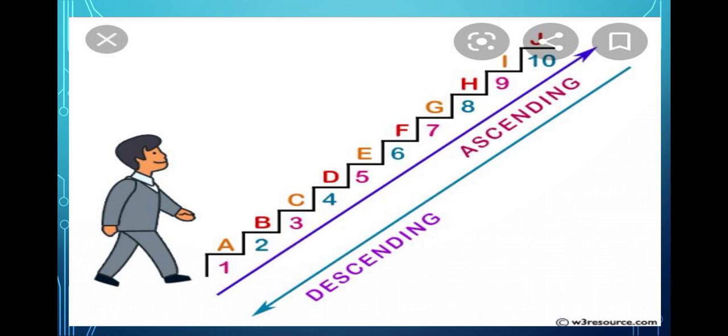Okay children, I hope it is clear for you. Once more I repeat it. Increasing order or ascending order means arranging the numbers from smallest to the greatest. And descending order or decreasing order means arranging the numbers from greatest to the smallest. Okay children, I hope it is clear.